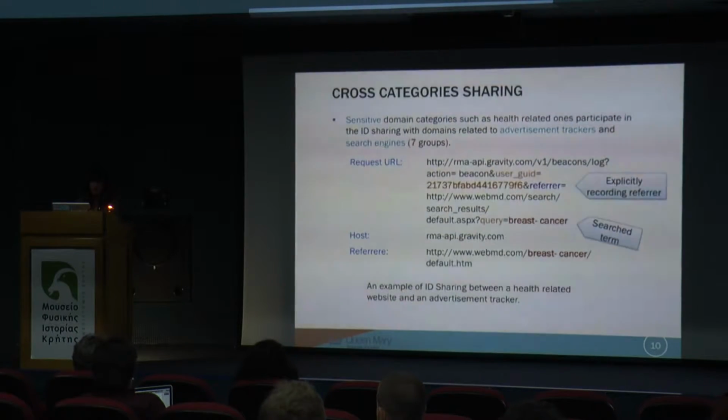Unfortunately, we even observed sensitive categories of information participating in ID sharing with advertisement services or search engines. Here you're looking at a sample of an HTTP request sent from WebMD, a medical information website, to Gravity.com, an ad tracker. You can see that Gravity.com is explicitly recording the referrer, which includes the search term by the user. So there's an important privacy concern here.